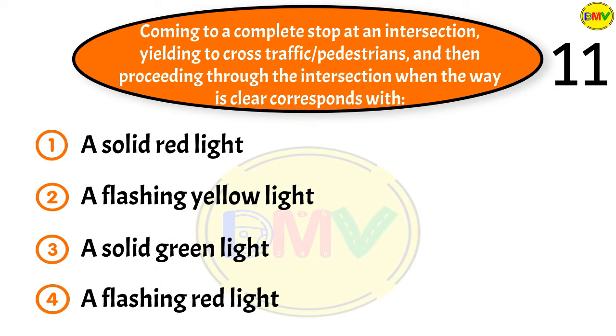Question 11. Coming to a complete stop at an intersection, yielding to cross traffic and pedestrians, and then proceeding through the intersection when the way is clear corresponds with 1. A solid red light. 2. A flashing yellow light. 3. A solid green light. 4. A flashing red light.